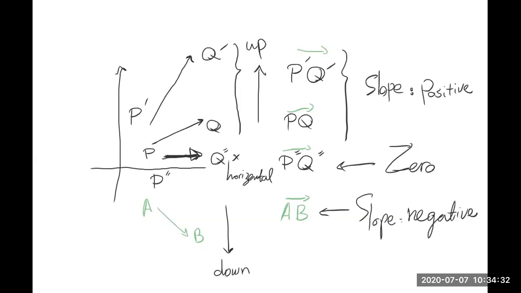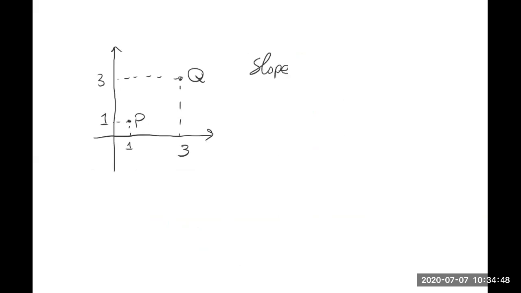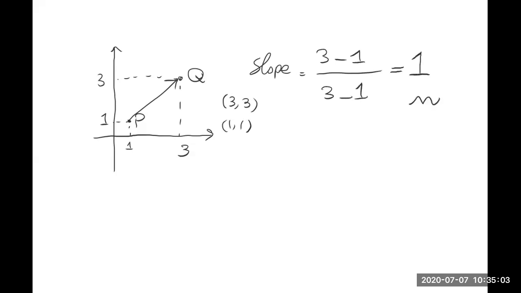Let's check that. So if we have a vector connecting the point P, 1 and 1, to another point Q, 3 and 3, the slope of this vector is going to be, okay, the points are 3 and 3 and 1 and 1. It's going to be 3 minus 1 over 3 minus 1, which is 2 over 2, which is 1. This is a positive number, right?